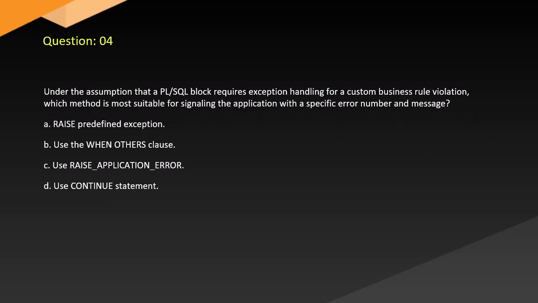Question 4. Under the assumption that an error block requires exception handling for a custom business rule violation, which method is most suitable for signaling the application with a specific error number and message? A. Raise a predefined exception. B. Use the WHEN OTHERS clause. C. Use RAISE_APPLICATION_ERROR. D. Use the CONTINUE statement.